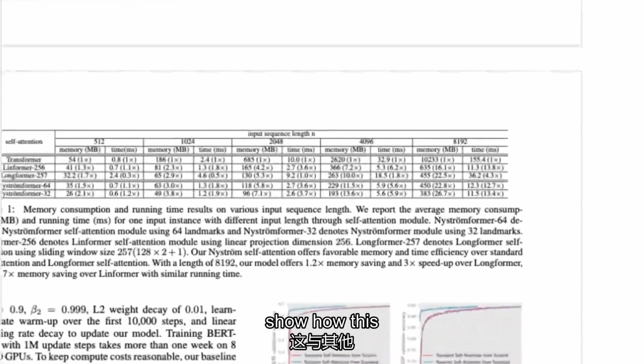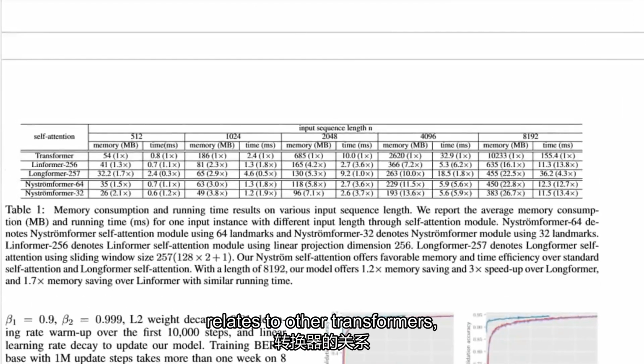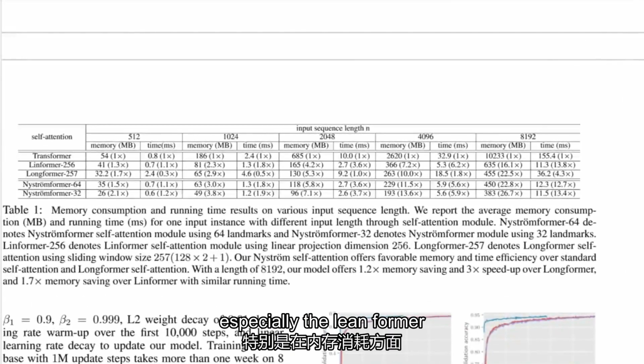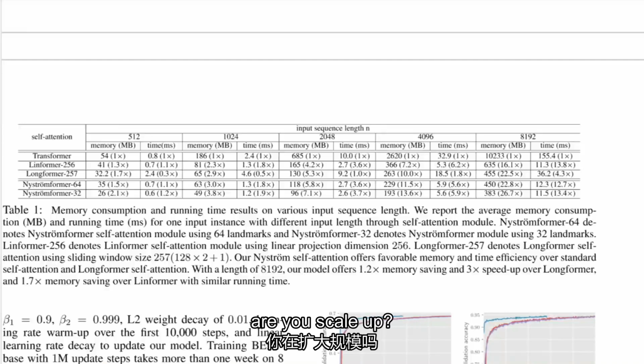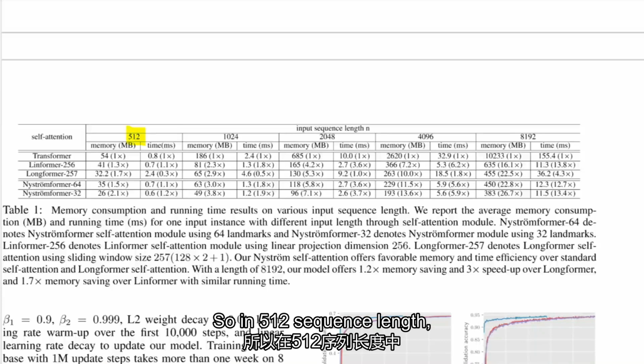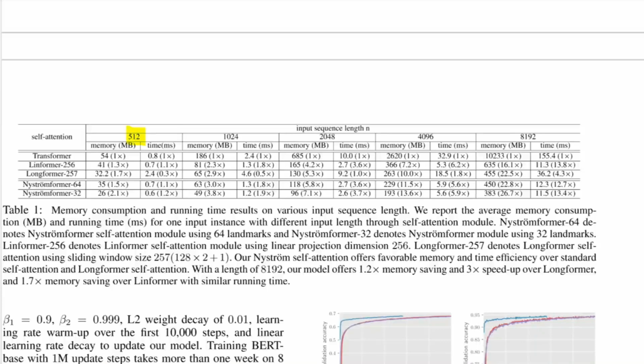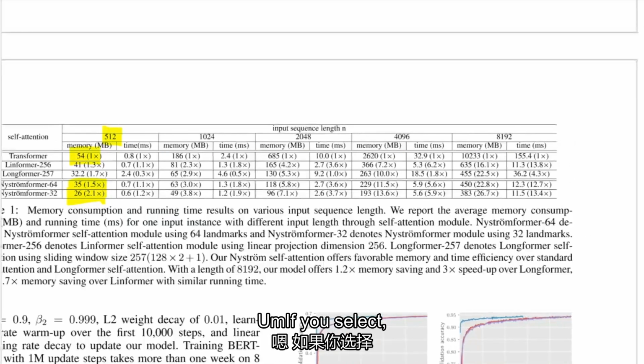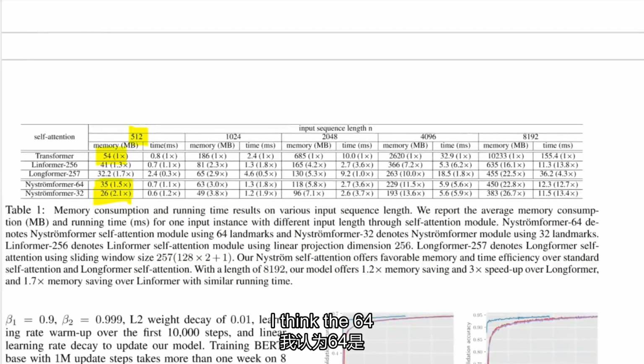They show how this relates to other transformers, especially the Linformer and the Longformer, in terms of memory consumption. So here you can see as you scale up, so at 512 sequence length, the original transformer has 54 megabytes, and the Nyströmer has 35 in this case. If you select, I think, 64 landmarks out of the 512.